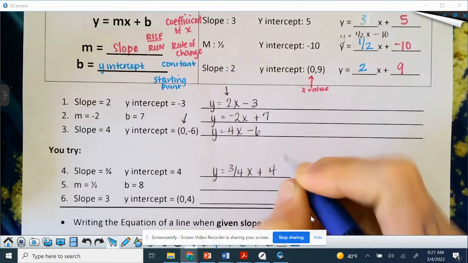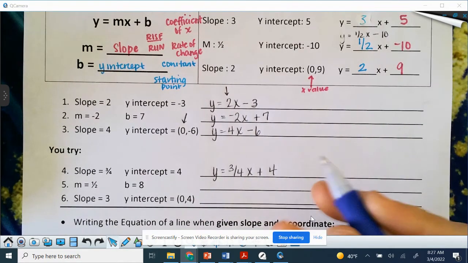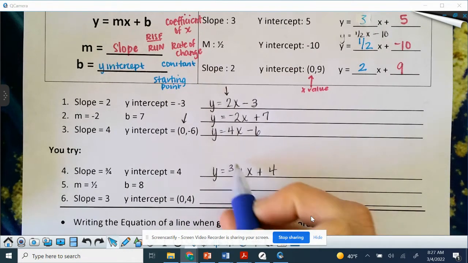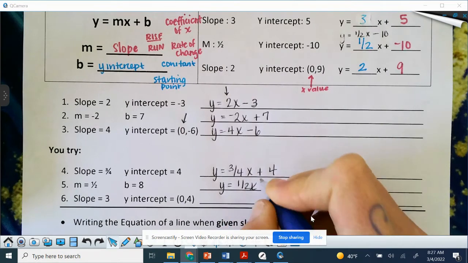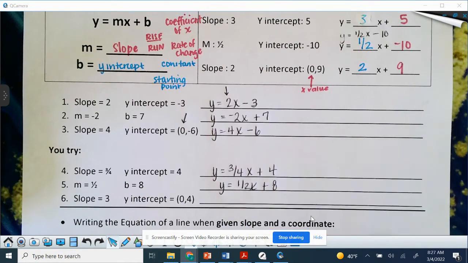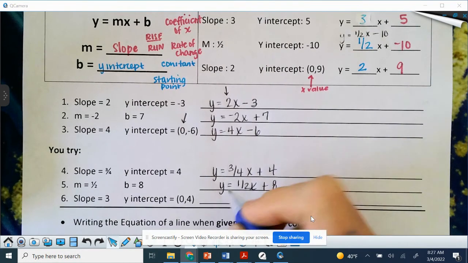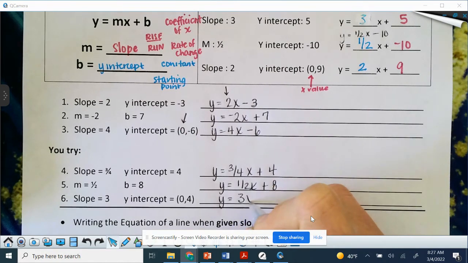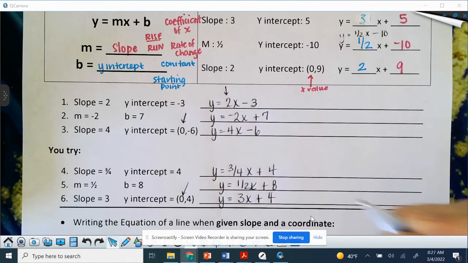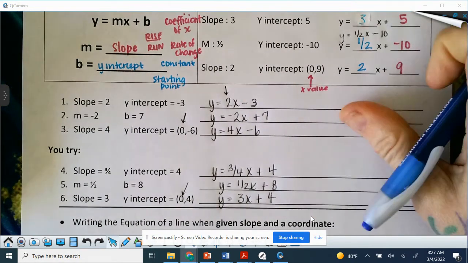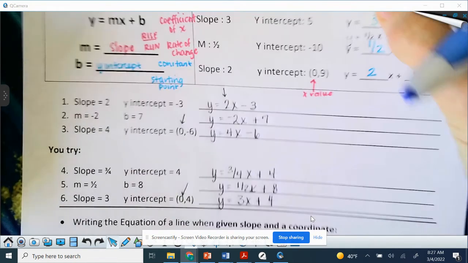All right, so our slope, 3/4 x plus 4. Our y-intercept is at the end as a constant. Slope is your coefficient of x. So y equals 1/2 x plus 8. And then last but not least, y equals 3x plus, our x value is 0, so we know this is the y-intercept, 4. I'm sure you were rock stars and you killed it on those. So, moving right along and adding to our information, that's when you're given the slope and given the y-intercept.